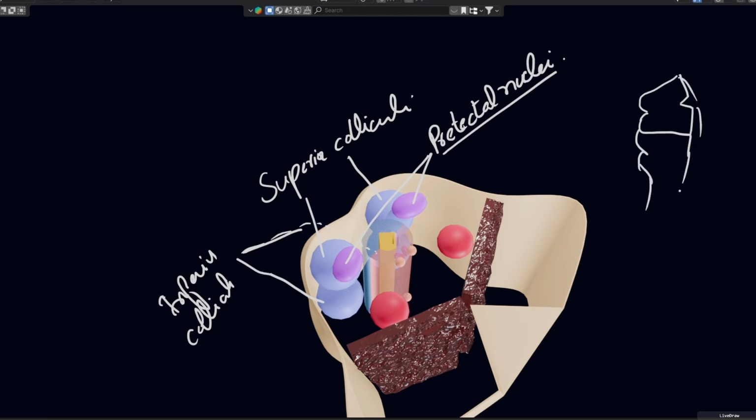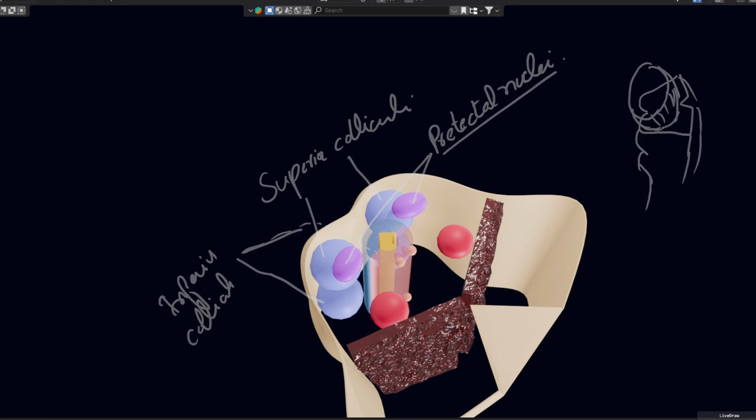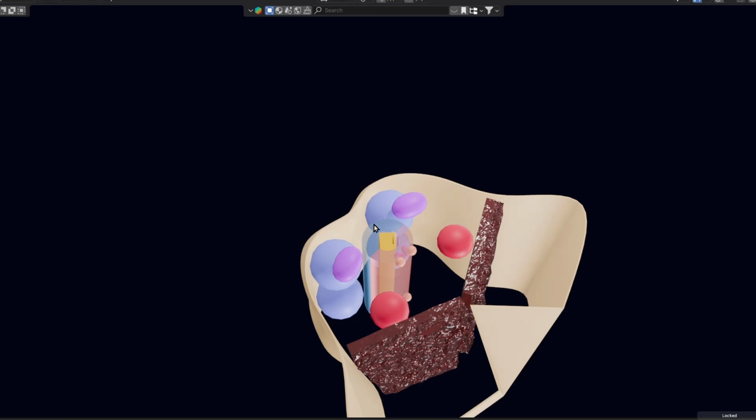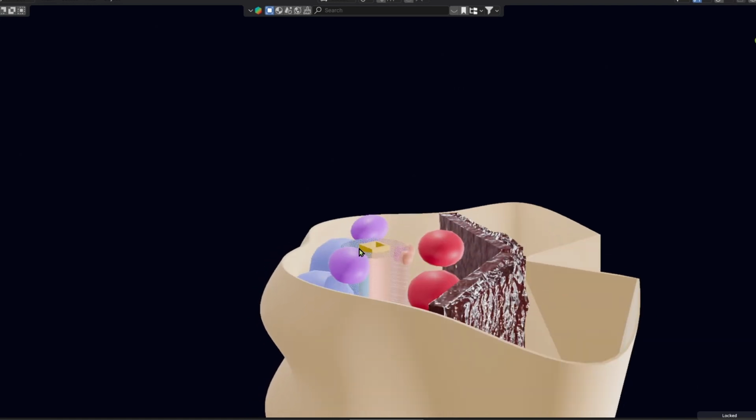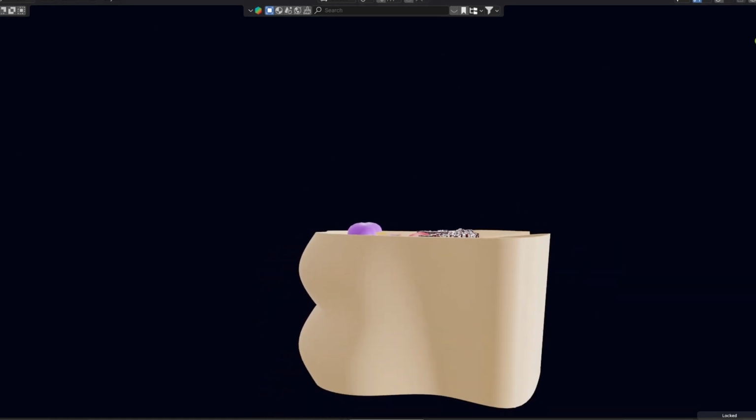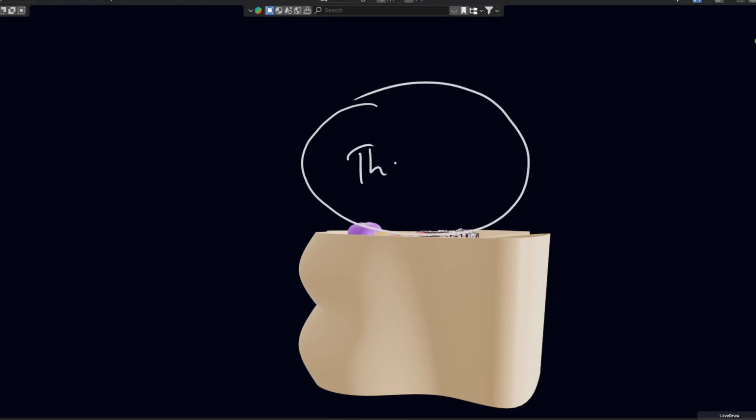Now just on the top of the midbrain, there is an ovoid, an oval structure here, and this structure is called the thalamus. So the thalamus is lying just above the midbrain. Basically, this pretectal area, in which the pretectal nuclei are there, is slightly superior to the midbrain and slightly inferior to the thalamus. So between the thalamus and the midbrain, this is the pretectal area.